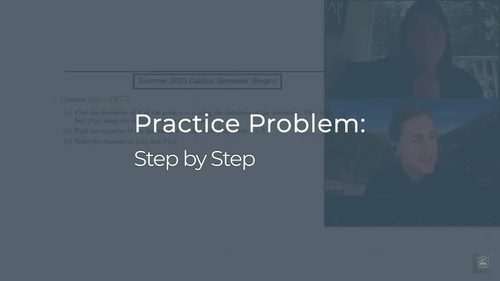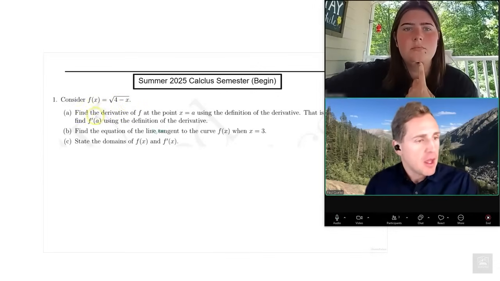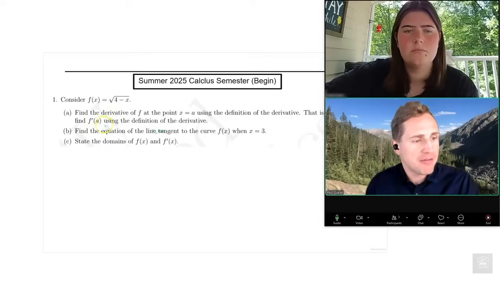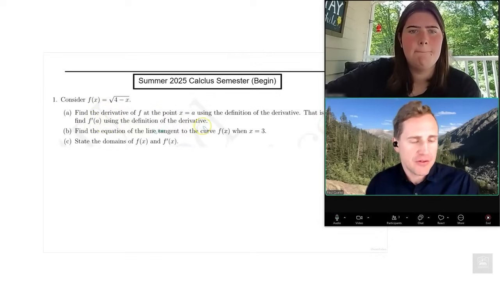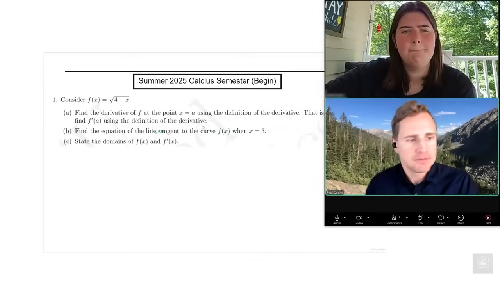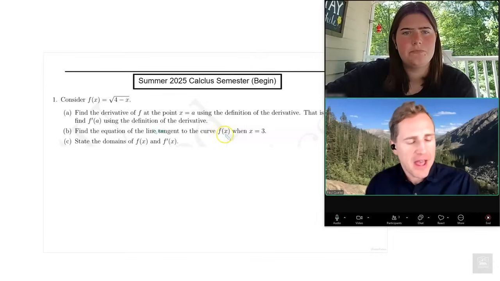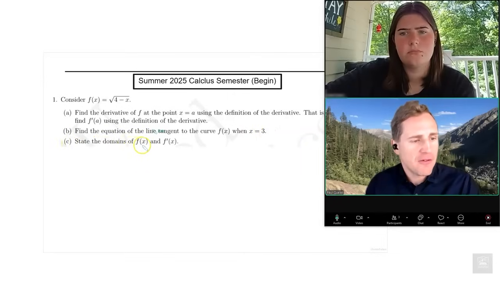All right. Consider f of x is the square root of 4 minus x. A, find the derivative of f at the point x equals a using the definition of the derivative. That is, find f prime of a using the definition of the derivative. B, find the equation of the line tangent to the curve f of x when x equals 3. C, state the domains of f of x and f prime of x.